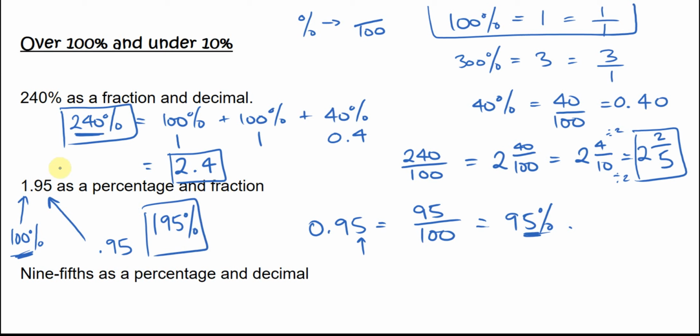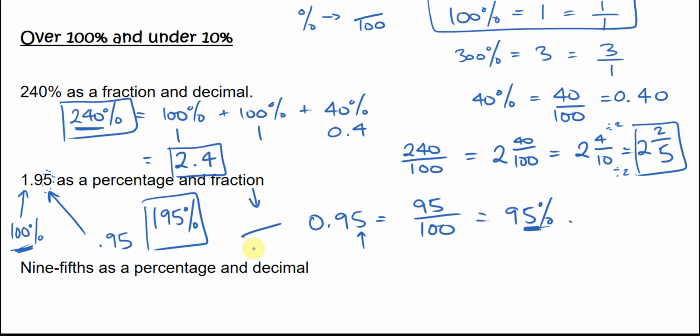And another way you could think about that is any decimal, regardless of what it is, if you multiply it by 100, that will always give you the percentage. So as a fraction, 1.95. If you look at the last digit, which is the 5, that is in the hundredths place. So that's going to be our denominator. And we've got 195 hundredths. So percentage, fraction, and decimal.